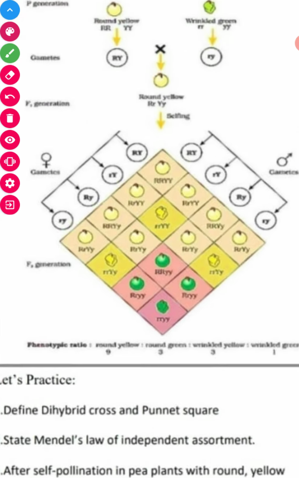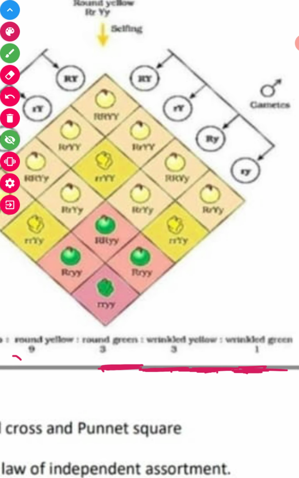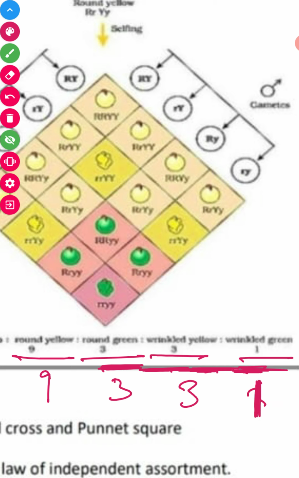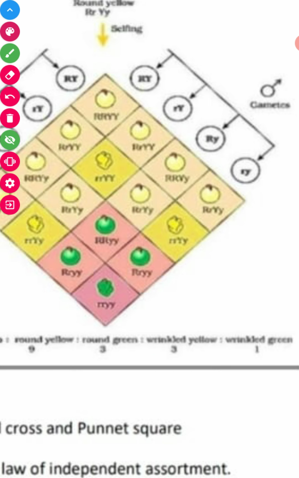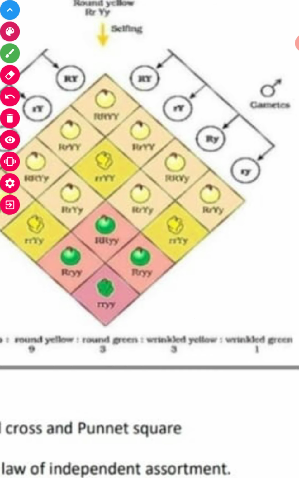I will zoom it for you. See, round and yellow 9, round and green 3, wrinkled and yellow 3, wrinkled and green 1. So we have the ratio 9 is to 3 is to 3 is to 1. This is the phenotypic ratio of all the outcomes in a dihybrid cross. These are all the possible outcomes. So this is all about today's worksheet.